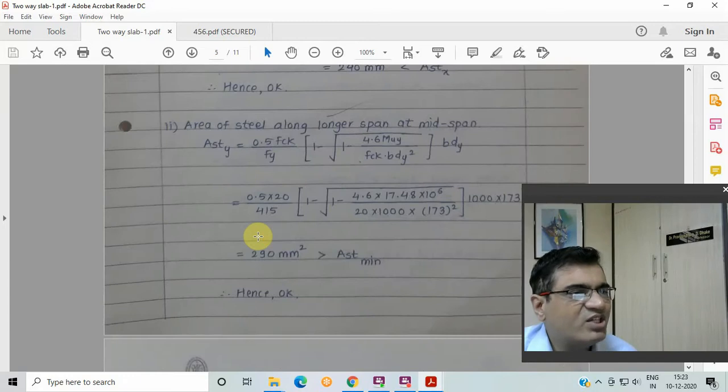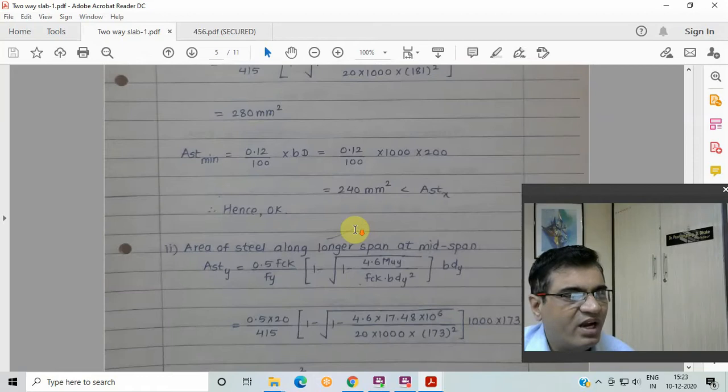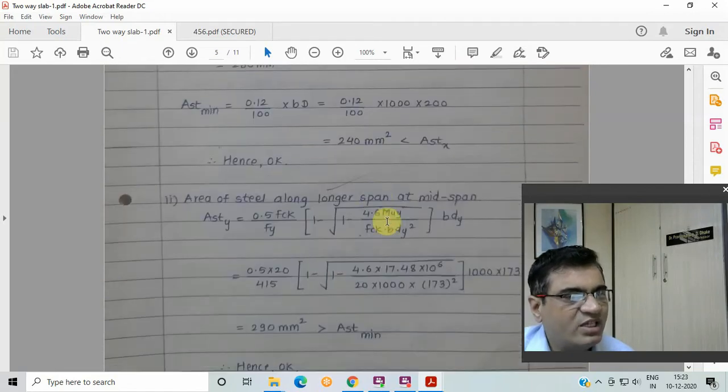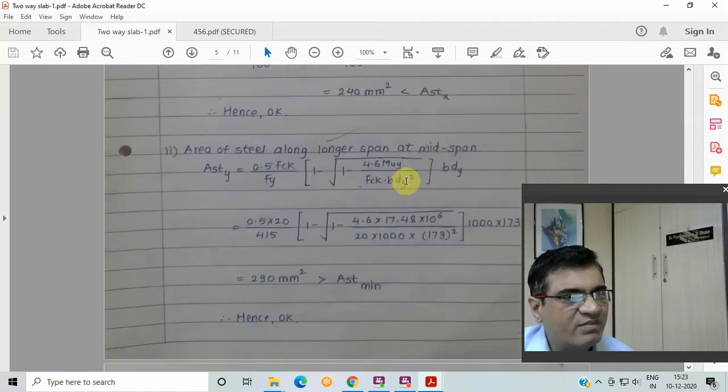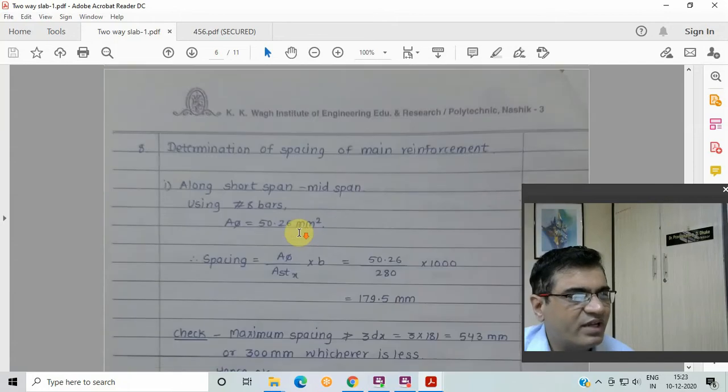The similar calculation is for Ast along the y direction. The only important thing you have to remember here: in this equation we have used effective depth as dx when using moment Mux, and when you are using moment Muy, you have to use this depth as dy. That is the important point. Now here we got 290 mm square, which is greater than Ast minimum, so we'll use 290 mm square for the further calculation of spacing.